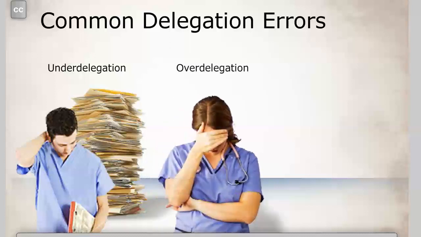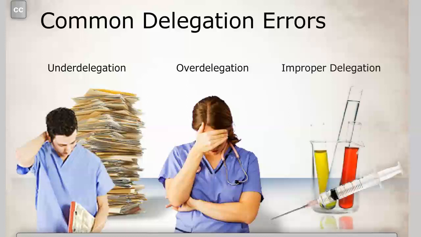Underdelegation may stem from lack of trust in UAP. It may also occur when nurses think they should be able to do the whole job by themselves. Overdelegation is a second common delegation error. Some managers overdelegate because they are insecure about their own ability to perform a task. Others do not take time to organize work efficiently. In either case, overdelegation increases stress and can decrease productivity among staff.